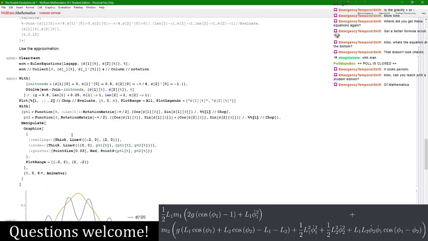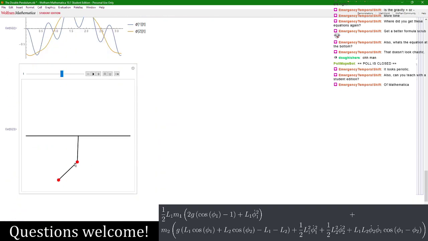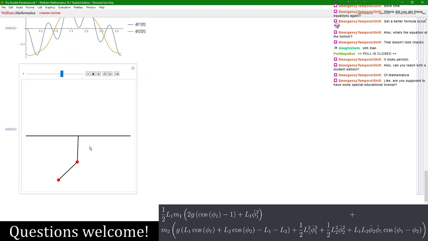Oh, that's because... Also, I kept thinking, why are the lengths of these bars in this diagram not changing? Like, are you supposed to have some special educational license? Well, if you are using Mathematica in an academic course at a college, and you are a faculty member, maybe you might need an educational license.